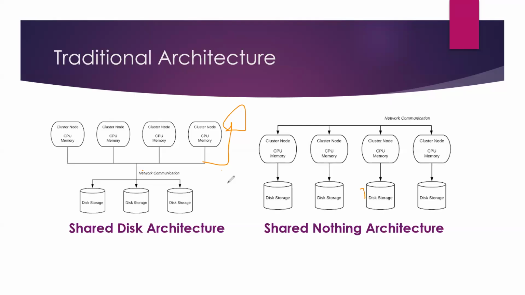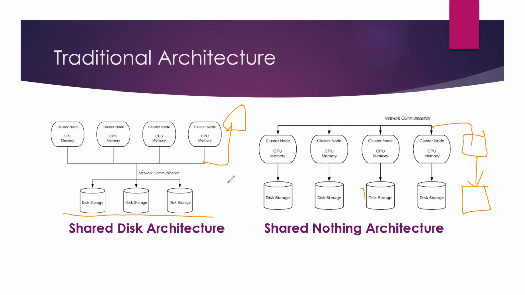What about here? If you want to add one more node here, you need to add a separate disk. Now, here we said this is a single common disk, meaning all disk storages are connected with one network, which means all the data is centrally located.